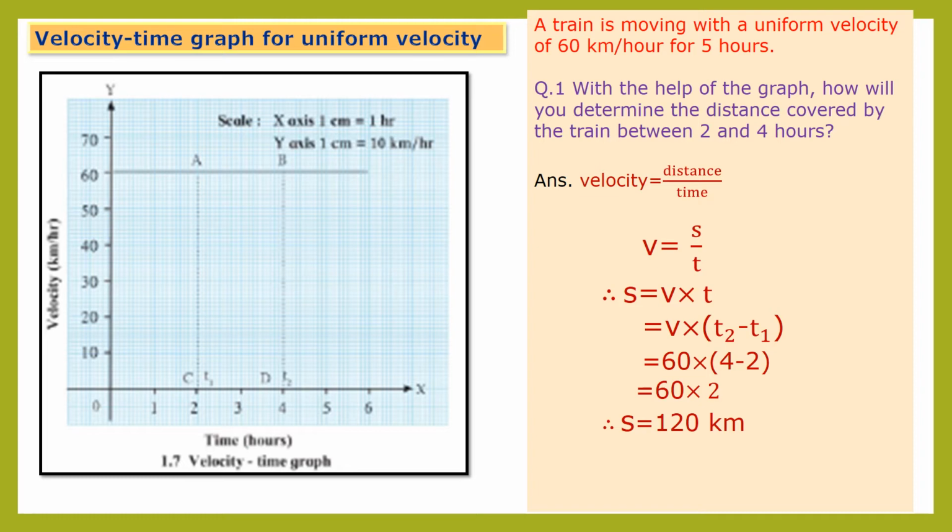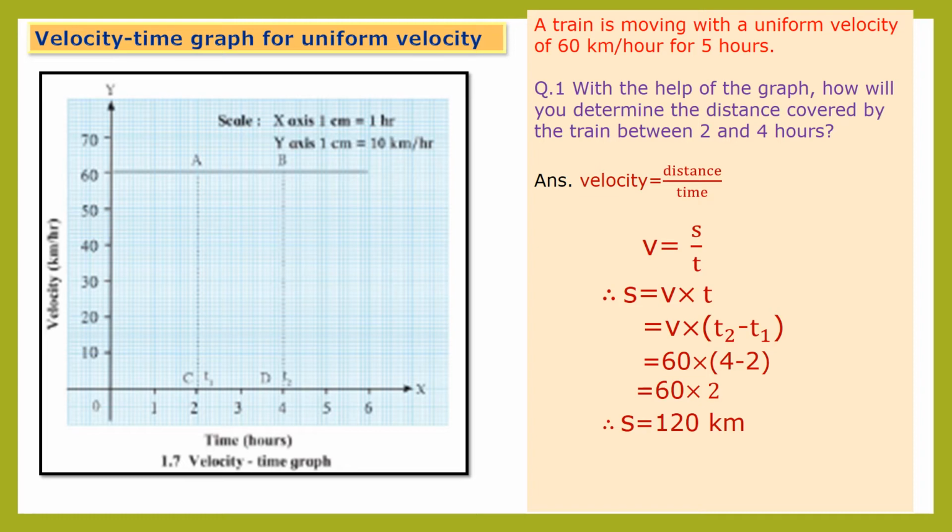So here we have to calculate the time between 2 and 4 hours. Instead of T we can write, children, T2 minus T1, meaning V into (T2 minus T1). So we have to put in the values. Let us consider this graph, then we will understand. We have to calculate the velocity for 2 and 4 hours. On the x-axis, 2 hours corresponds to point A, and that gives the velocity for 2 hours, that is 60 kilometer per hour. And for 4 hours, the velocity is again 60 kilometer per hour.